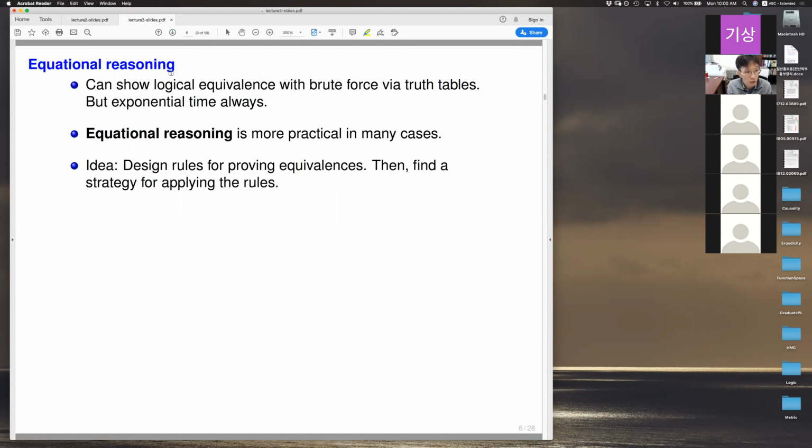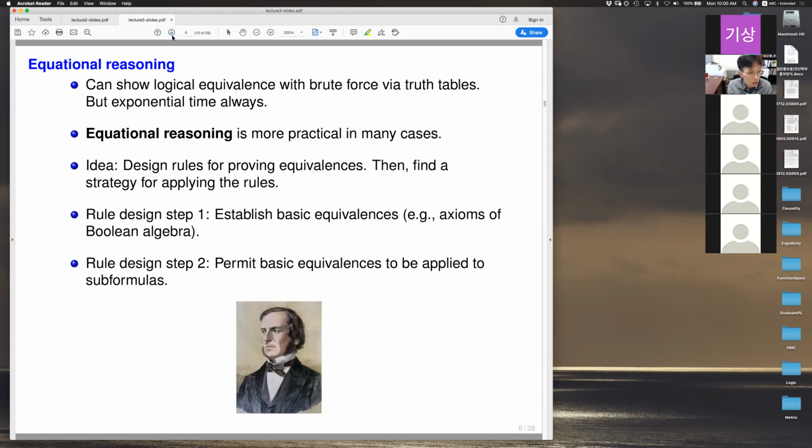This is called equational reasoning, and there are some solvers based on it. The idea of such a solver is to follow two design steps. The first step is to come up with a set of basic equivalences. The second step is to allow these basic equivalences to be applied to any subformulas in any given formula.